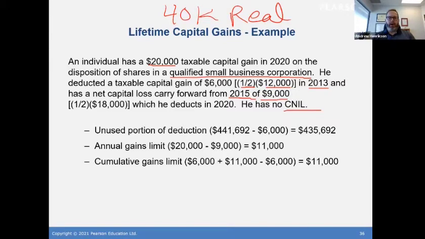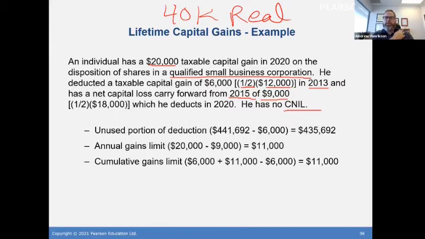So the unused portion of the deduction, this number is the 1/2. So the 1/2 of the bigger 882 or 883 number is 441,692. So that's coming from the same place. That's just the taxable portion. So that's our starting point, and we've used 6,000. That 6,000 was half of a $12,000 real world gain.